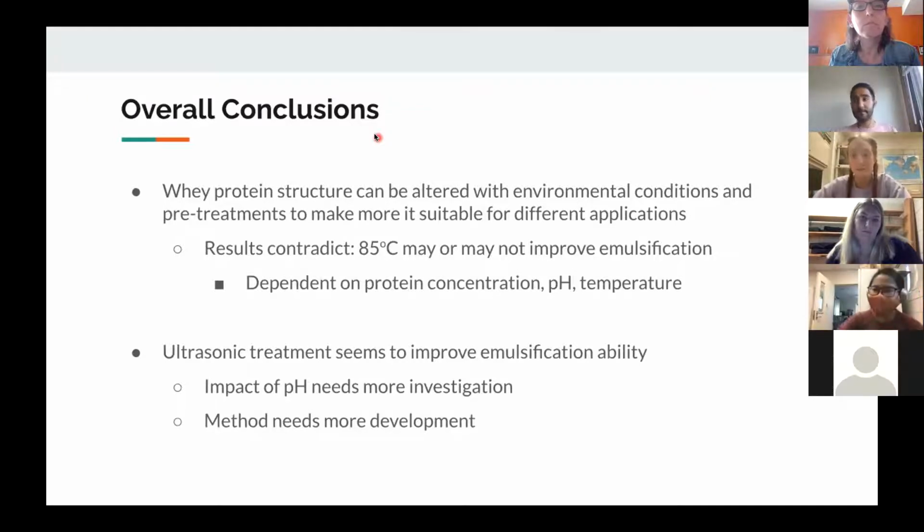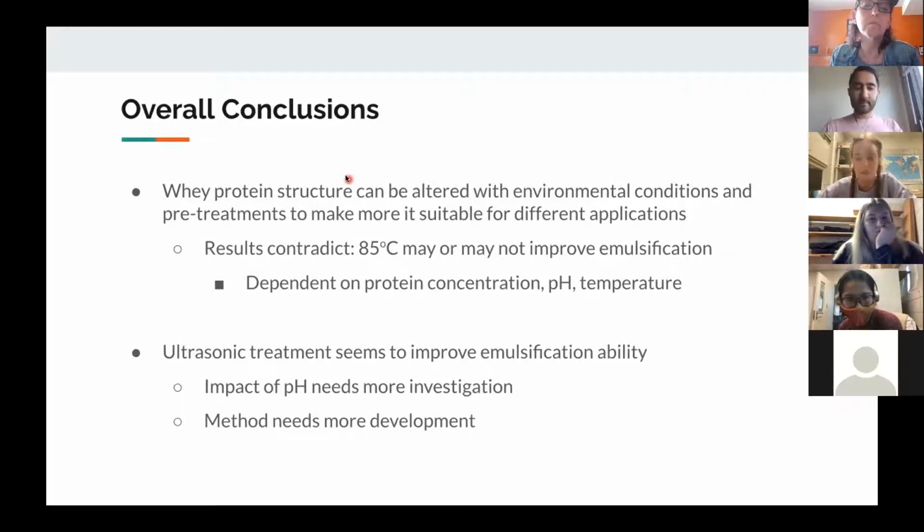Overall conclusions from our 3 papers were that whey protein structure can be altered with environmental conditions and pretreatments to make it more suitable for different applications. Some results seem to contradict one another, so a temperature of 85 degrees may or may not improve emulsification. The suitability of whey proteins for different applications is very dependent on protein concentration, pH, and temperature. Furthermore, ultrasonic treatment seems to improve emulsification ability, but the impact of pH needs more investigation and the method needs more development.